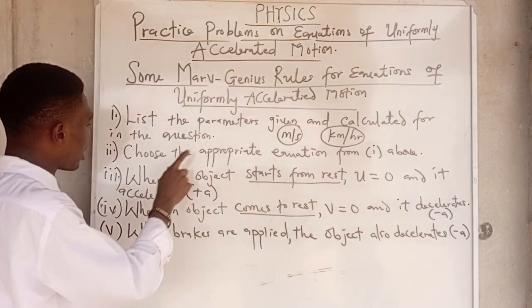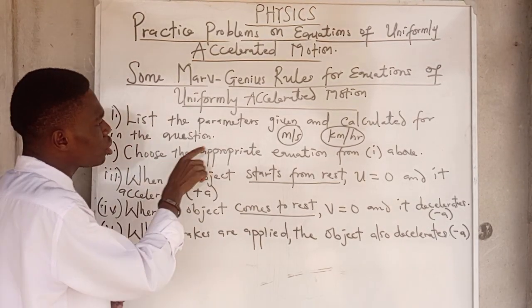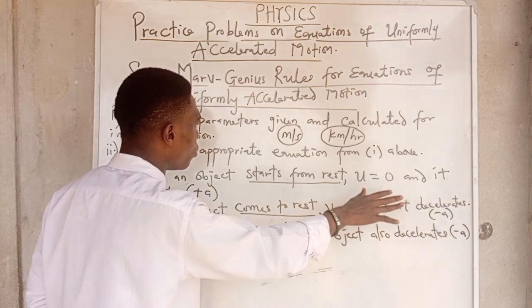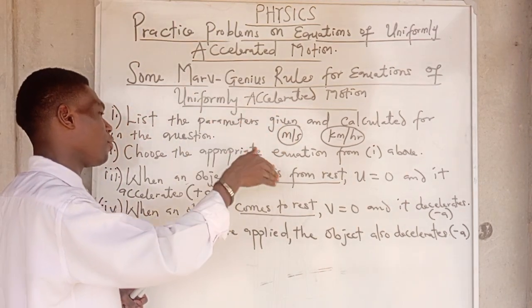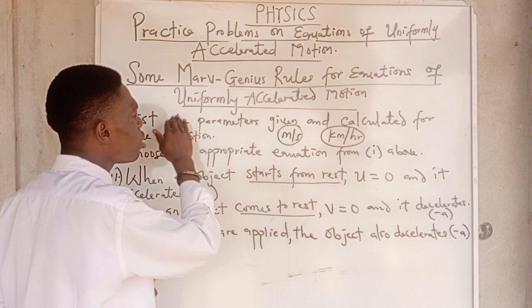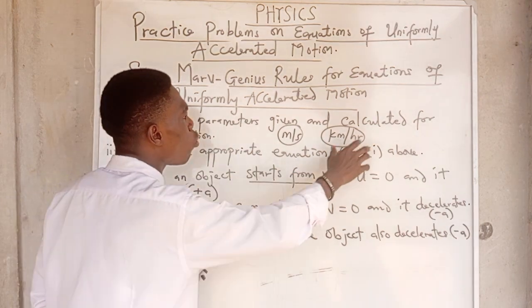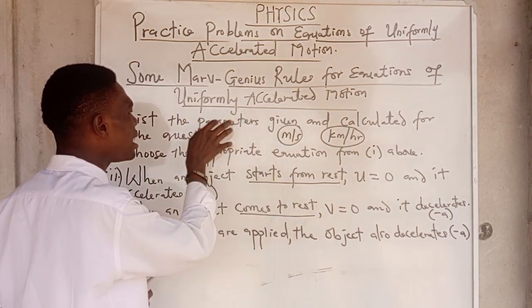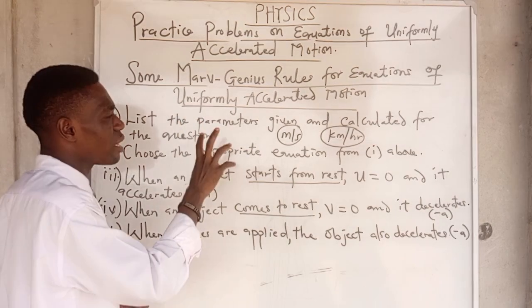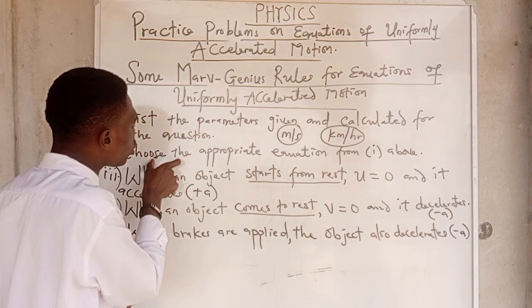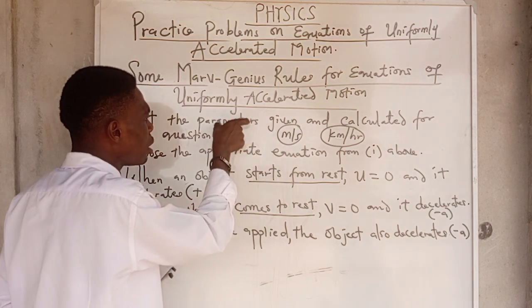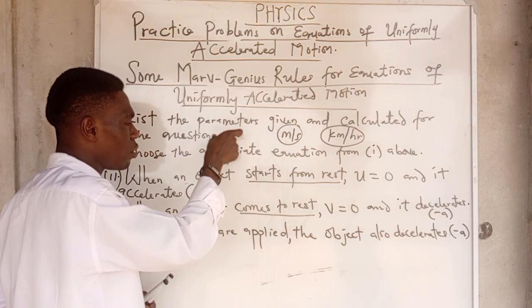All right, having said that, the next rule is to choose the appropriate equation from the ones above. When you list the parameters given to you and the one to be calculated, observe that the ones given to you will probably be 3 and the one calculated for will be 1, making it 4. Remember that each of the equations has 4 parameters, and so if you can list this, you will know the appropriate equation that you can use to solve the given question.